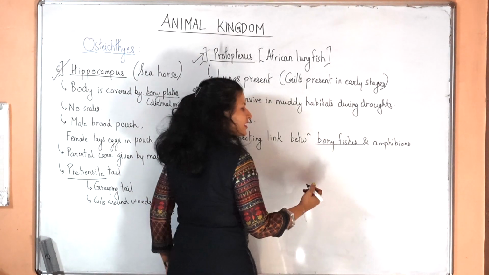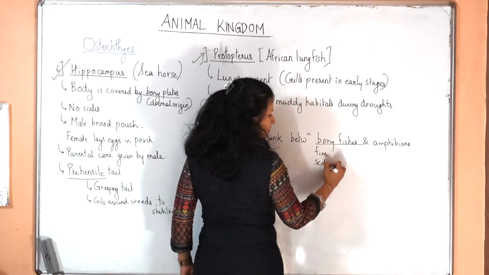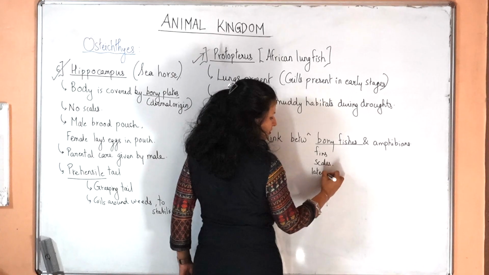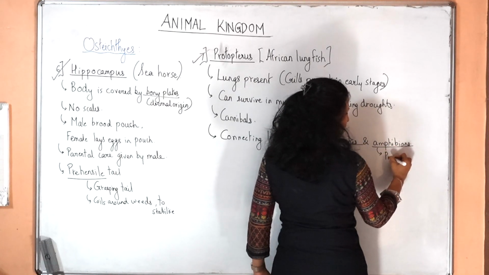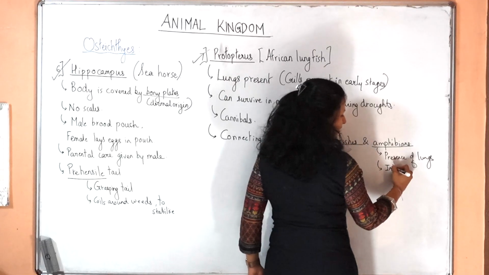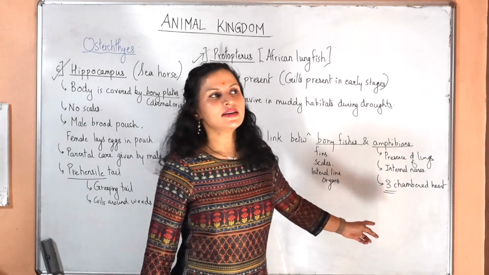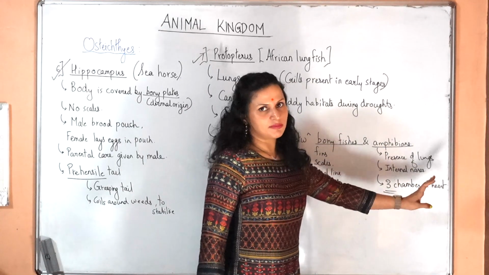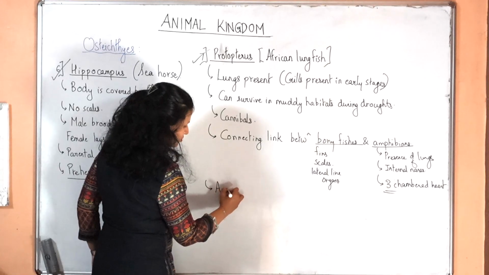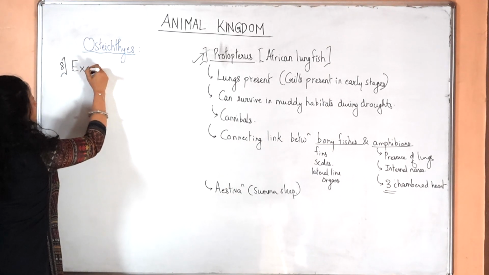Bony fish characters that they show are the presence of fins, scales, and the lateral line organs. Amphibian-like features that they show are presence of lungs, internal nares, and a three-chambered heart. This is a clear indicator that they are a connecting link because the amphibians have a three-chambered heart. They are known to show estivation. Estivation means summer sleep.